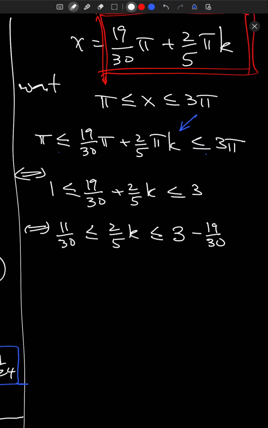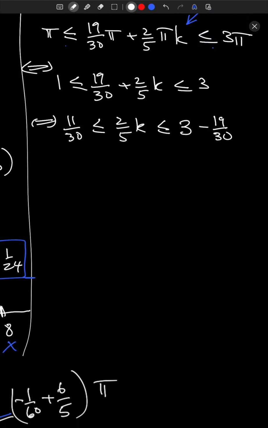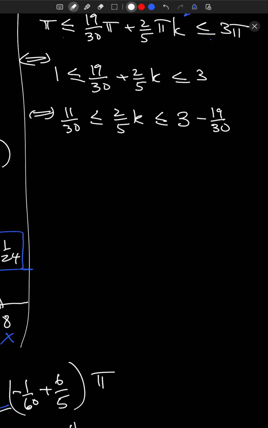Let me leave it like that for now. All right. Okay. I probably could have done that for this left-hand side, but 1 minus 19 over 30 is relatively easy to do. So I might as well have just done it.